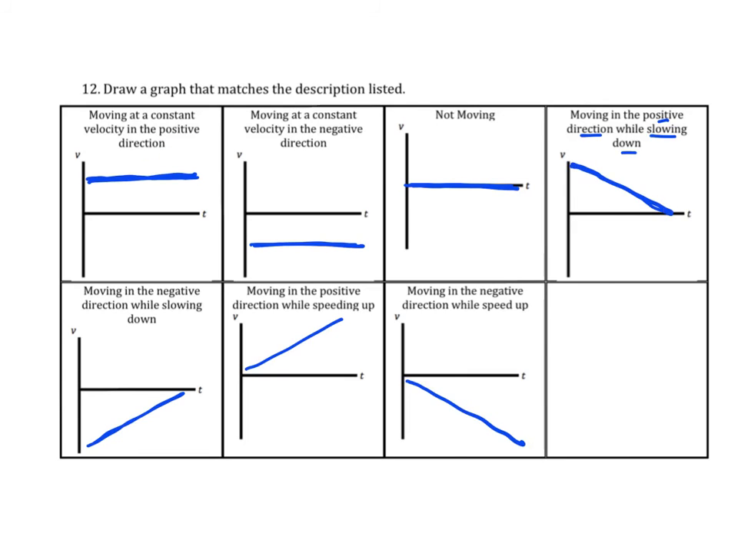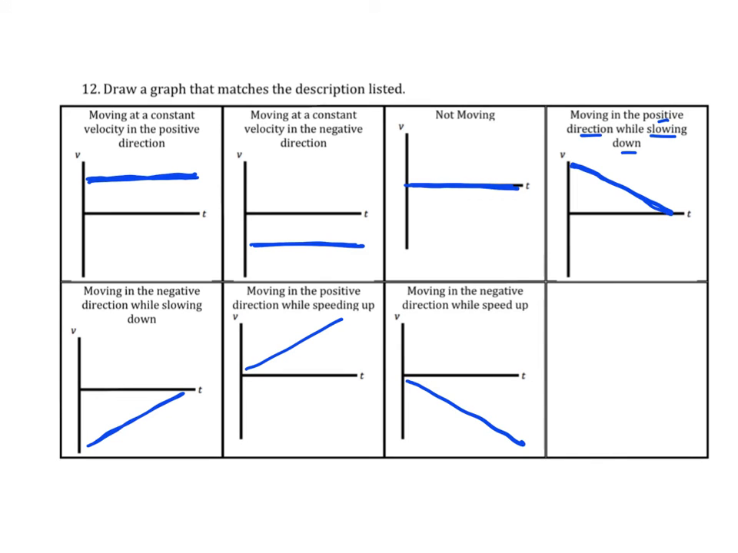So again, on the positive ones, all of these that say positive direction, notice that all of the lines are above your x-axis. All of these are positive or above. The ones that say negative direction, your lines are always below your x-axis. For the ones that say slowing down, your line is approaching 0. And if it says speeding up, your line is going away from 0, 0 meaning the x-axis.